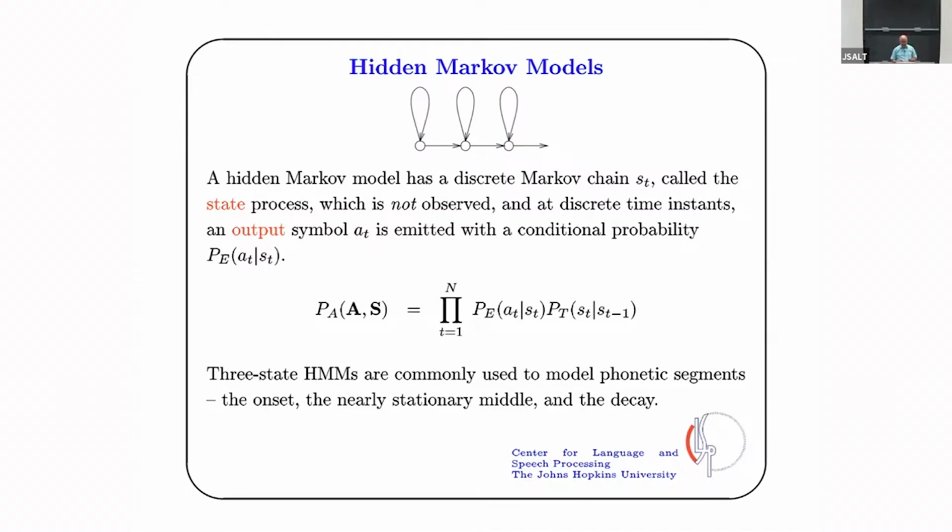And P of S_t given S_{t-1} simply says if you're in the middle of saying a T, the first part of a T at this time, what is the probability that you'd still be saying the first part of the T? What's the probability you'd be saying the second part of the T?